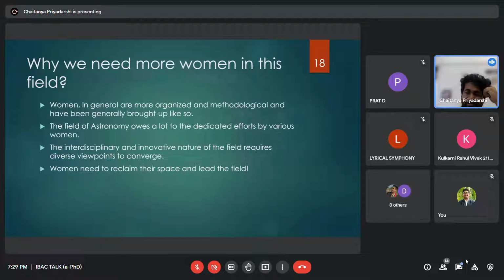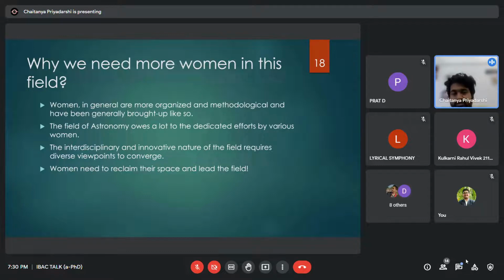Now, just to talk about today being International Women's Day, I wanted to say a few words on why we need more women in this field. This is just my opinion, not as a sociologist, but as somebody who is working in this field, and that women in general are more organized and methodological and have been generally brought up like so, which is very essential when we are analyzing anything in astronomy, and even more when we have such low statistics, such low data, and we need better optimized data analysis.